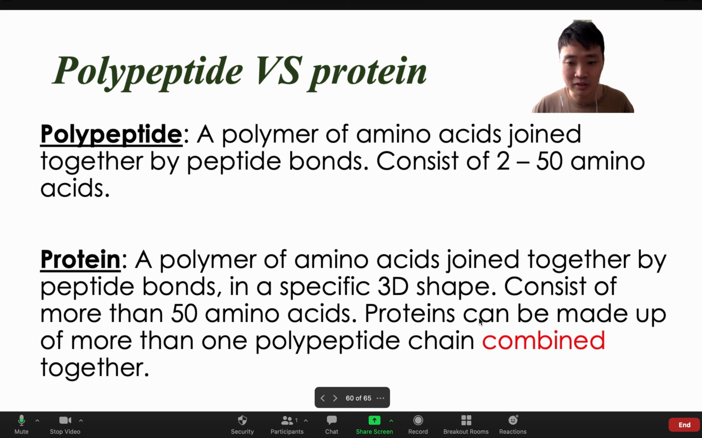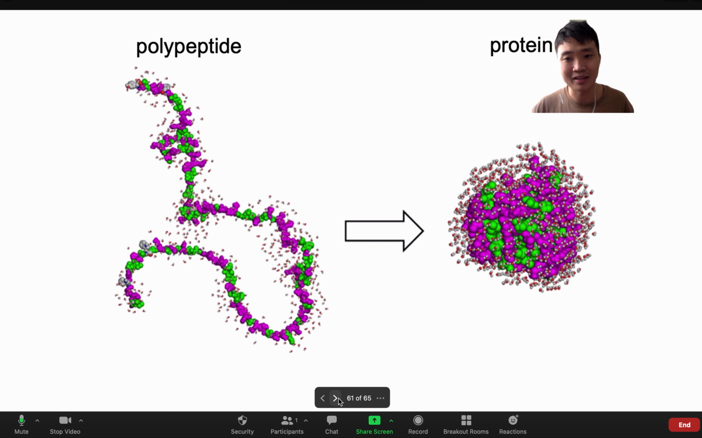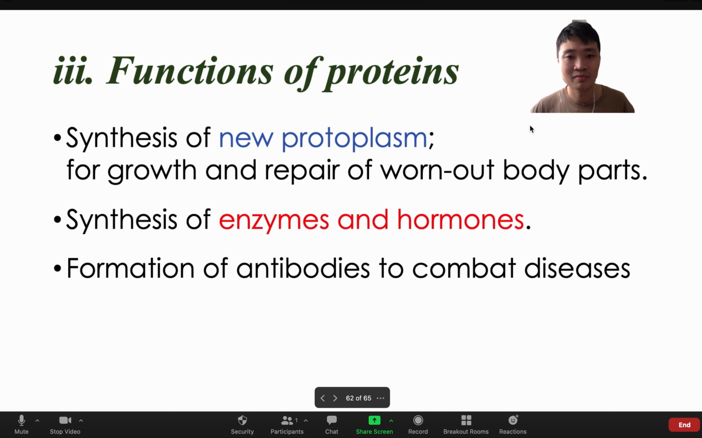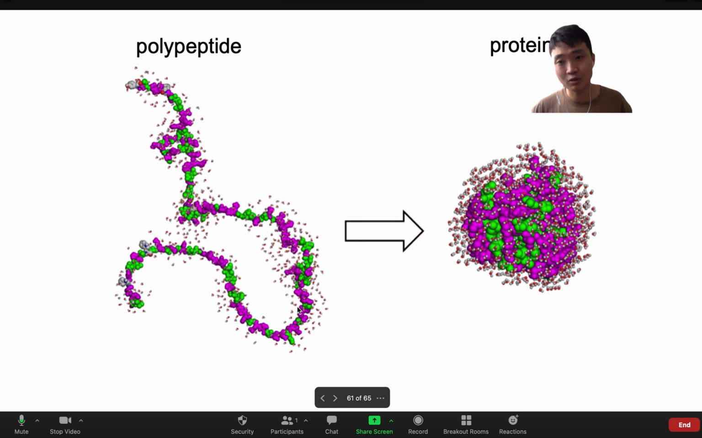So here, proteins can be made up of more than one polypeptide chain combined together. So this is a polypeptide chain. Okay, this is a protein, whereby there's actually, in this case, maybe two polypeptide chains that are linked together. So this is what we call a protein. Okay? So that's what we've talked about so far.